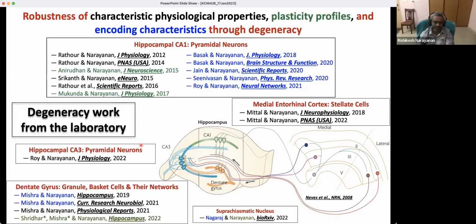We have been looking at various different aspects, trying to take it forward, not just from the perspective of basic physiological properties, but even in terms of encoding, in terms of plasticity properties, in terms of neurons which are not necessarily electrotonically compact. We've been trying to take it forward in every possible direction in various different ways.